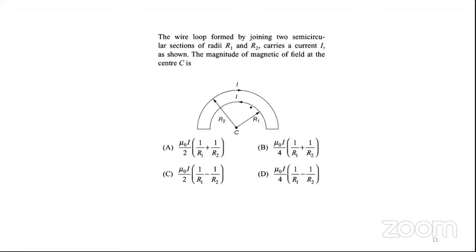Alright, as the currents are in opposite directions, the magnetic field at the center will be in opposite directions, so they will get subtracted. So magnetic field by a semicircular loop is given by mu naught I by 4r. So taking their differences for R1 and R2, we'll get D as the right answer.